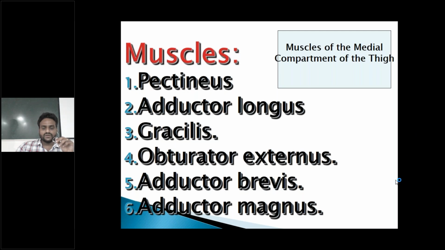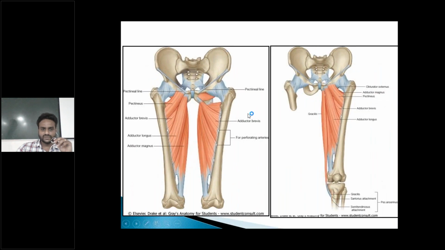Okay. Now we see all these muscles one by one. In this picture, you see the adductor muscles between the pubic bone and femur, on the medial side of the thigh. These are all the adductor muscles. Usually these adductor muscles are arranged in three layers. You can see all the adductor muscles here.